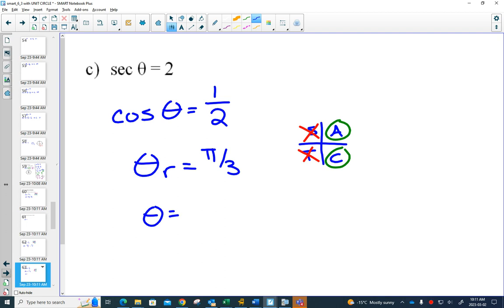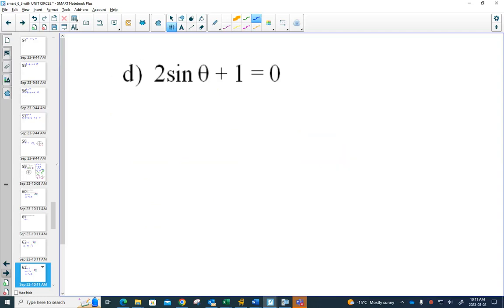So now we need to write, what is my pi over 3 in quadrant 1? Well, that's easy, pi over 3. What is my pi over 3 in quadrant 4? 5 pi over 3. Okay, try this one first on your own.